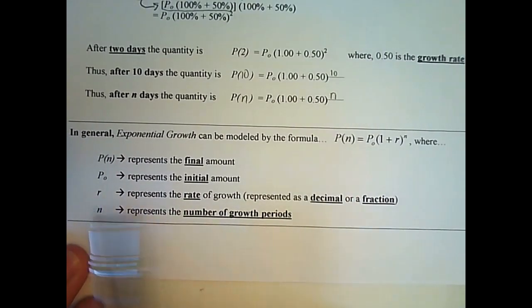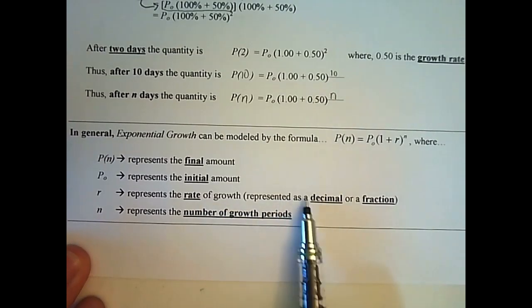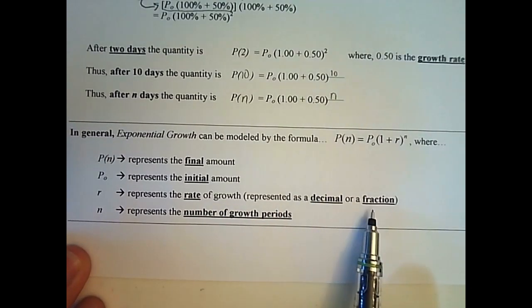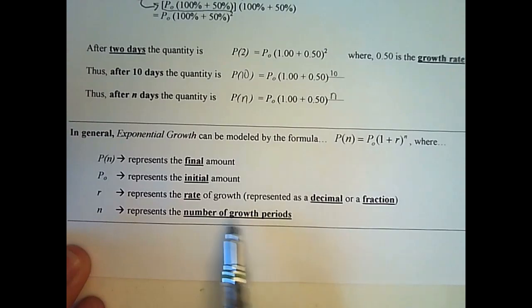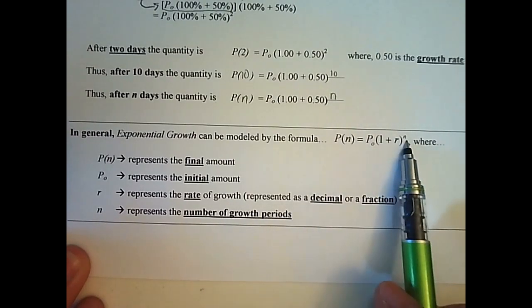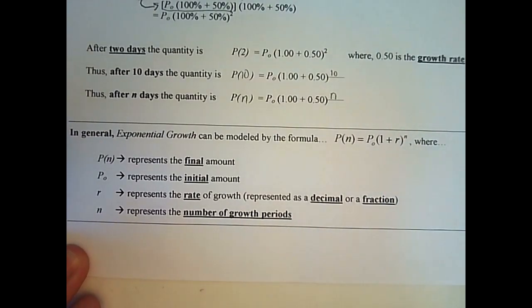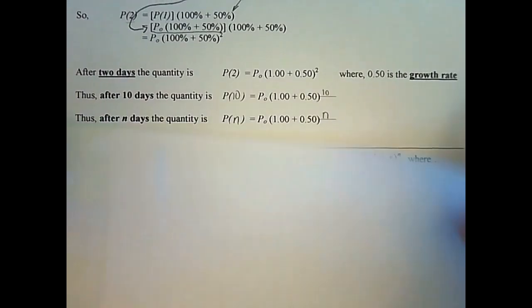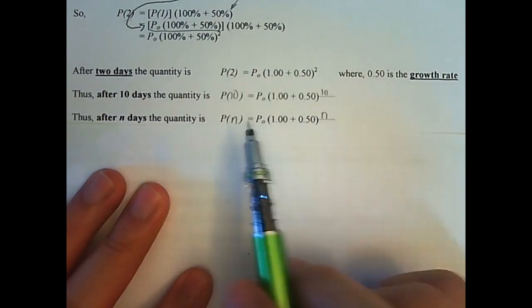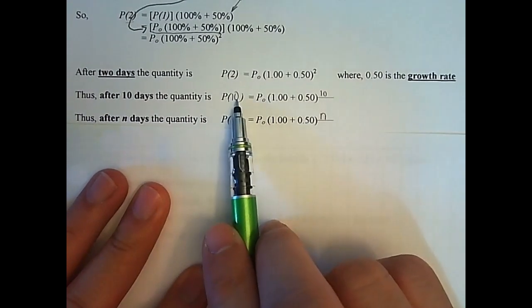The r is the growth rate, represented as a decimal or a fraction, not as a percentage. And n is the number of growth periods, which is the exponent here. So just to add to this a little bit, I don't want to say just because the day is here, therefore the exponent is here. It just happens to match up.